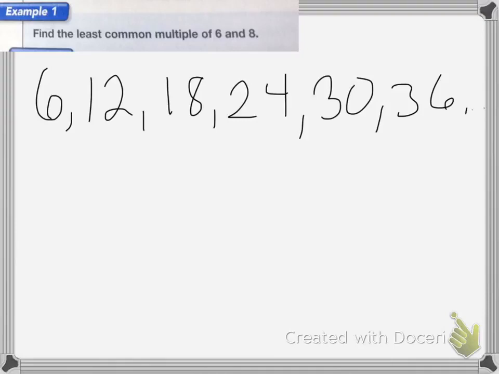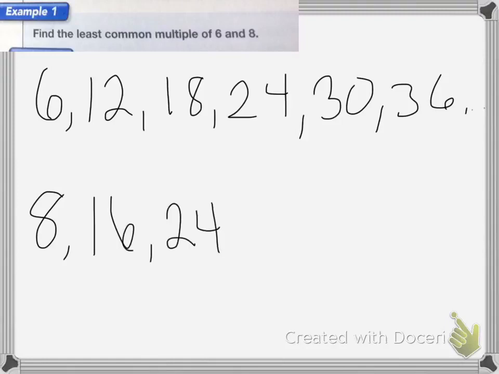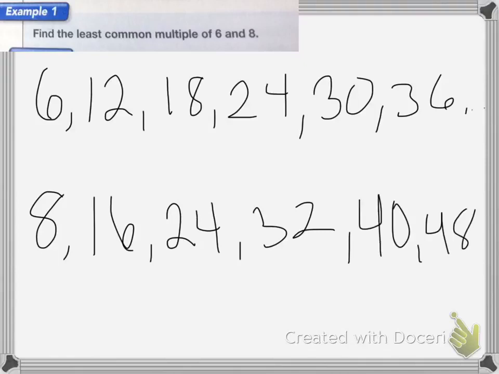Okay, now we're going to find it of 8. So it goes 8. 8 times 2 is 16, 24, 32, 40, 48, etc. Now the least common multiple is the smallest multiple, the smallest number that both 6 and 8 go into. Okay, so it's not going to be 6.